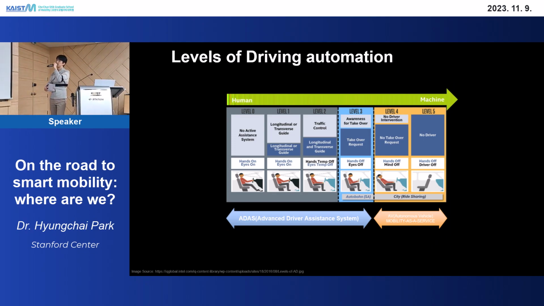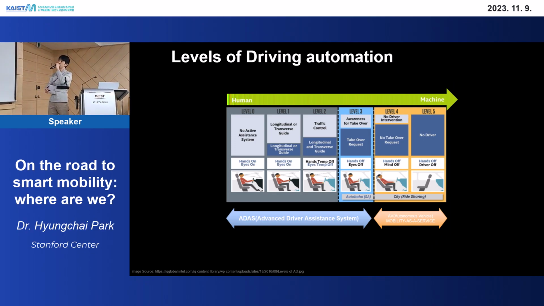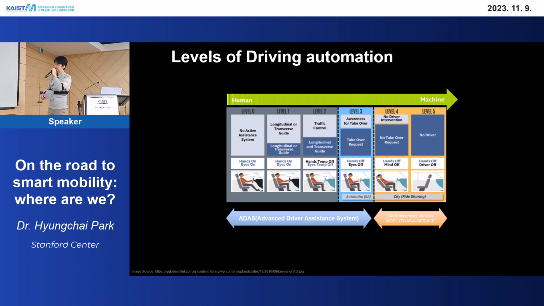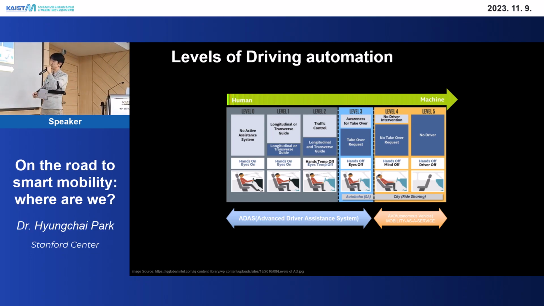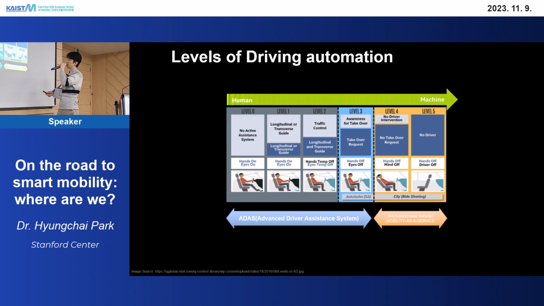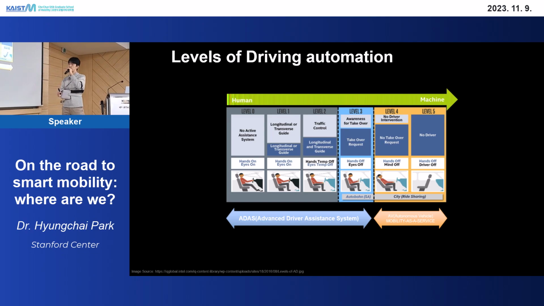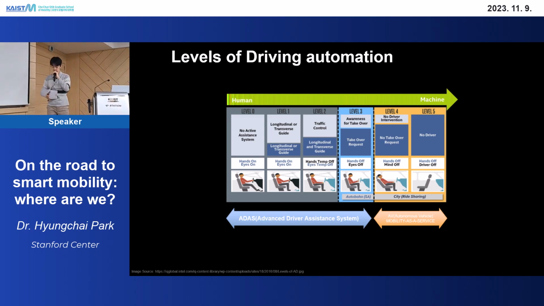SAE, the Society of Automotive Engineers, defines the levels of driving automation in 6 levels. You don't need to know the specific definitions of each level. We can also divide these levels into 2 parts. Up to level 3, it assumes human intervention anyway. But from level 4, it's full autonomous driving technology.